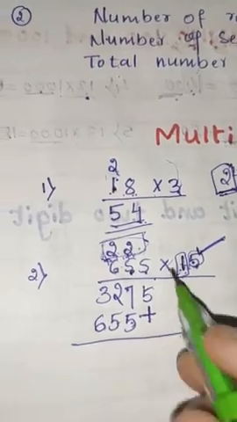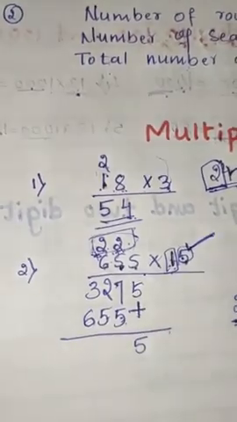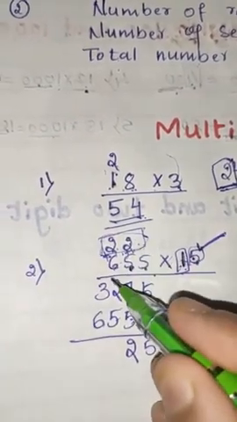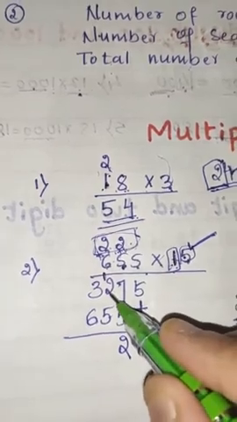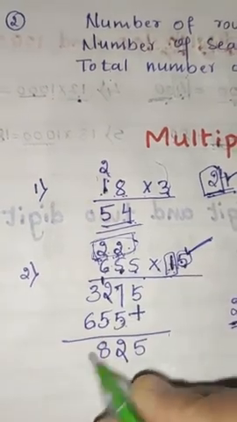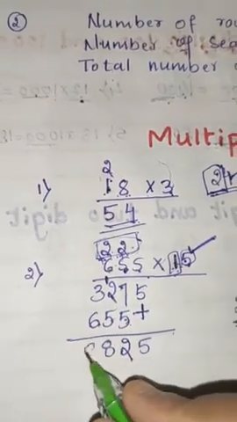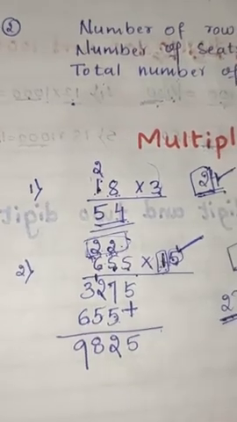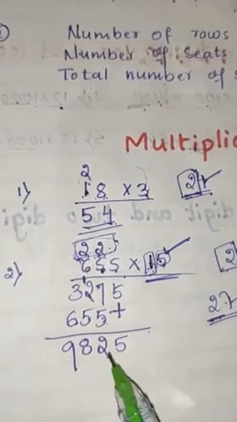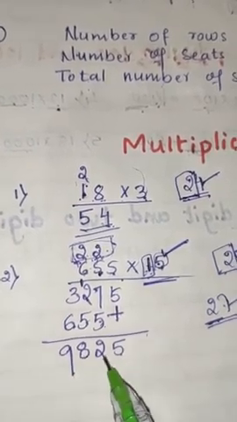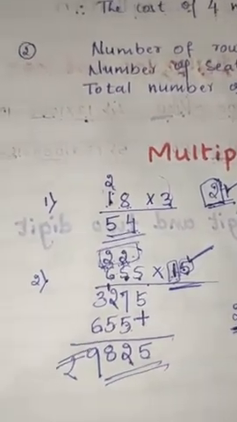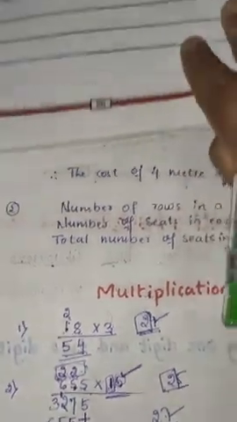Now let's add it. 5, 7 plus 5, how much? 12. You know, so 1 will have to be carried over to the next place here. 2, 1 plus 2 plus 5, how much? 8, right? Next, 3 plus 6 is 9. So what is the cost of 15 fans? It is 9,825. Understood, children?